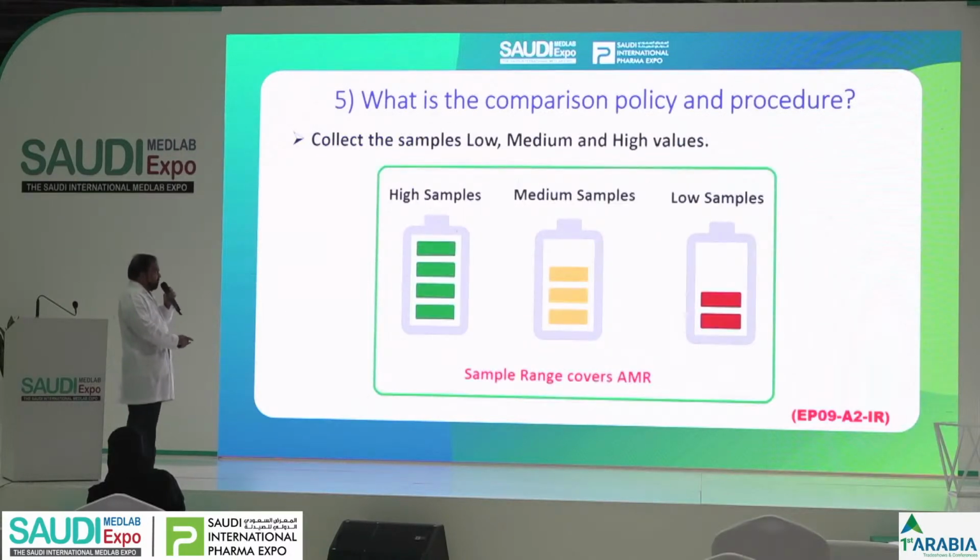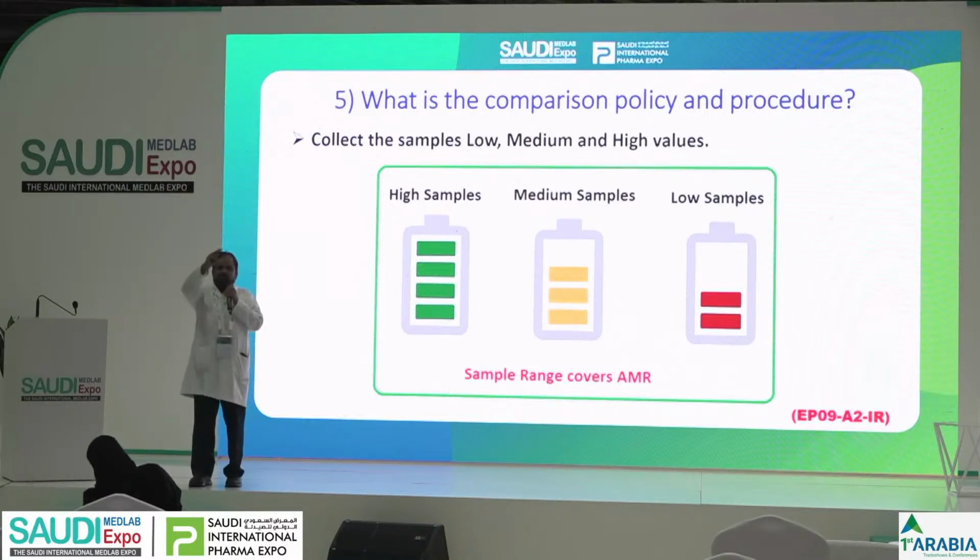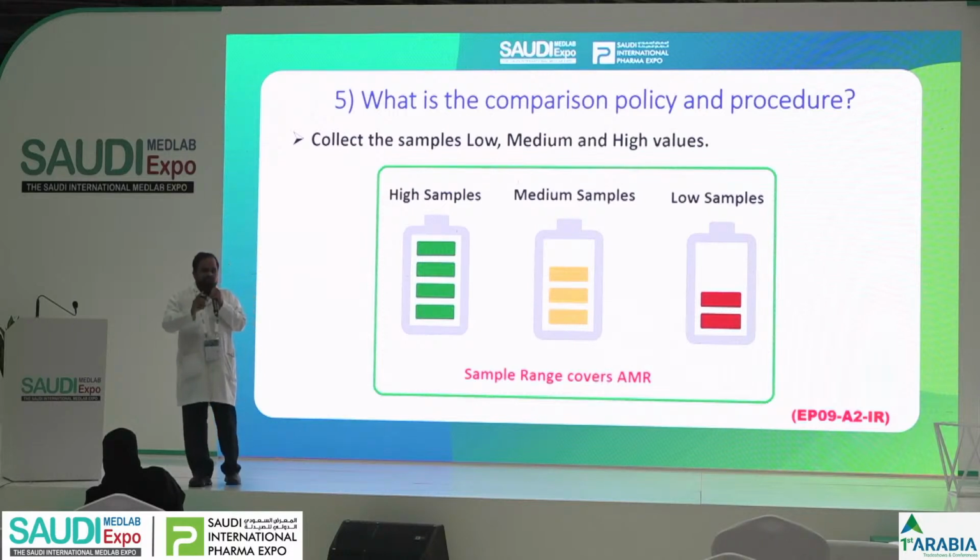The most common problem is the sample. People collect all the samples normal, or they collect the samples in one range. It's not going to work. There should always be three ranges of samples included to pass the method accuracy validation, to pass the comparison validation. Otherwise, it's not going to work.